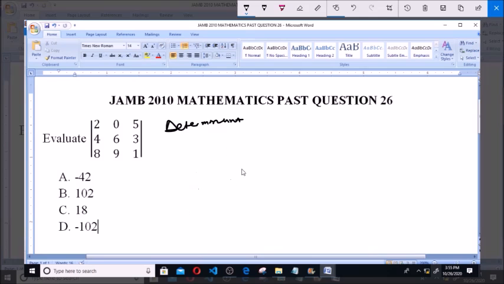Now, finding the determinant of this matrix, remember there's a law: if you are picking from the top, you have plus, minus, plus.